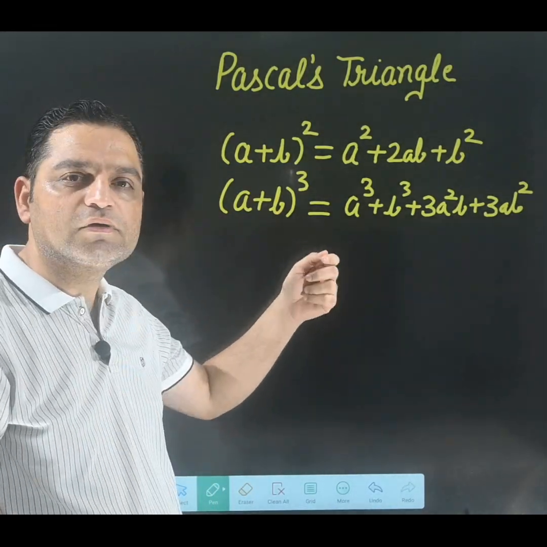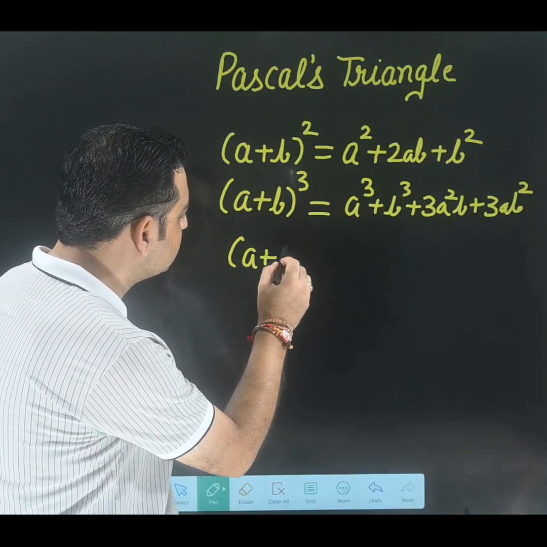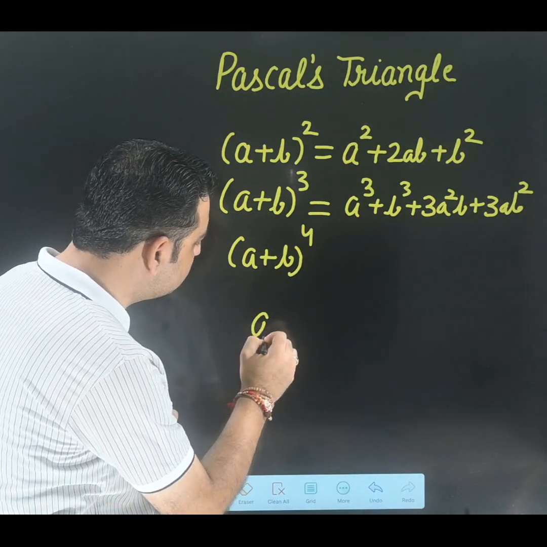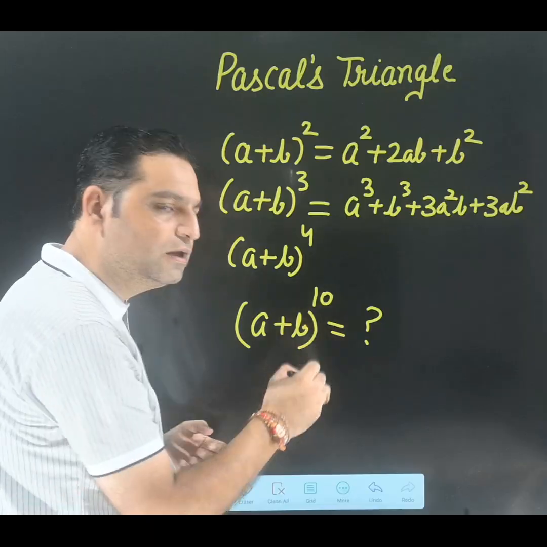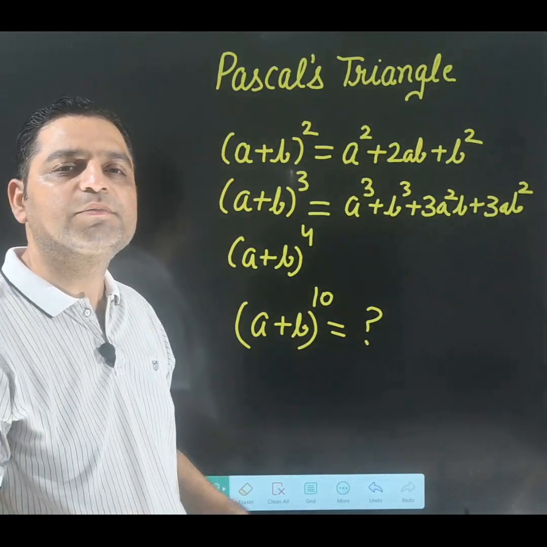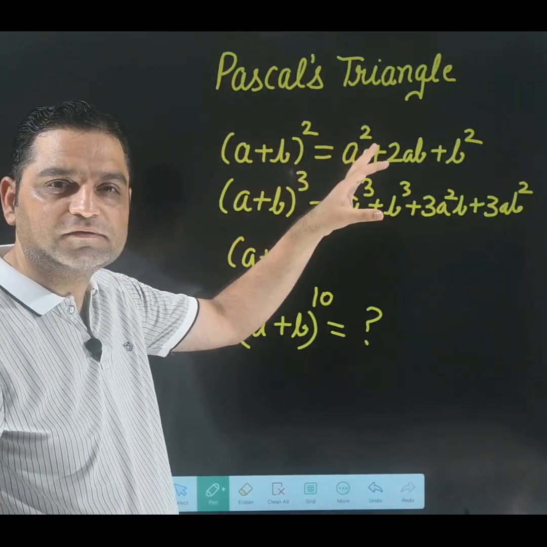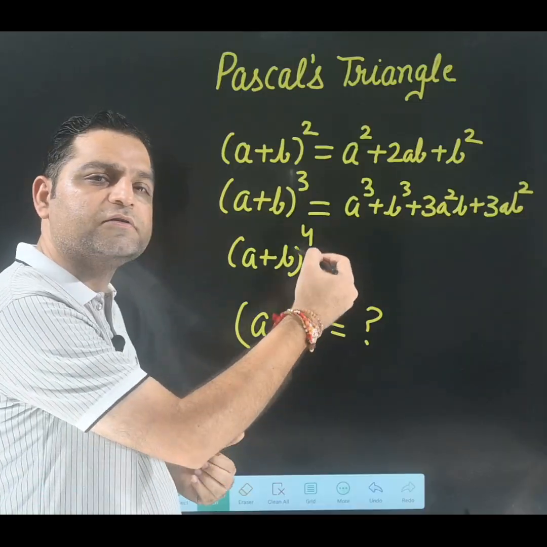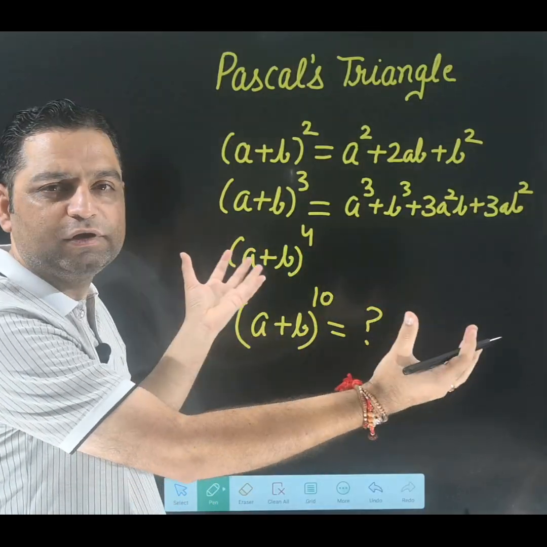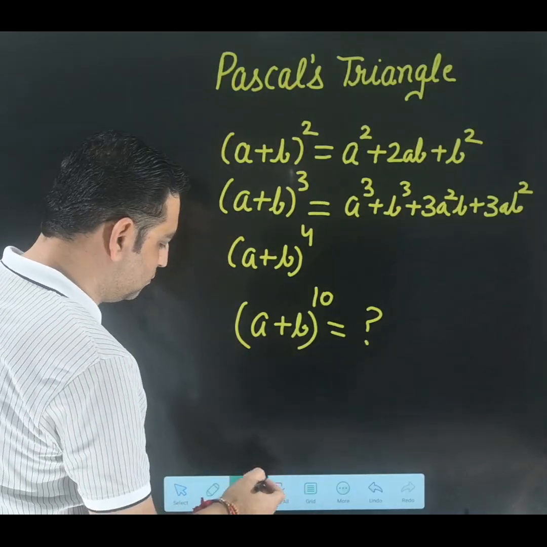If it comes for (a plus b) power 4, or (a plus b) to the power 10, let's suppose, then what will you write? It becomes very difficult. Pascal's triangle helps us to write (a plus b) power 4, (a plus b) power 5. It is very easy to expand. So let us start studying how Pascal's triangle looks like.